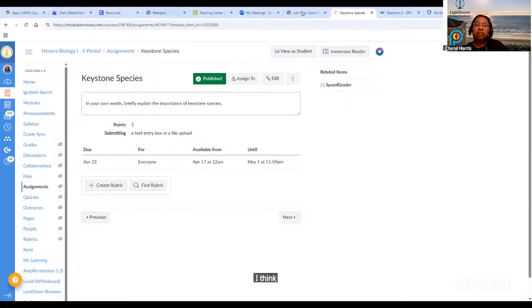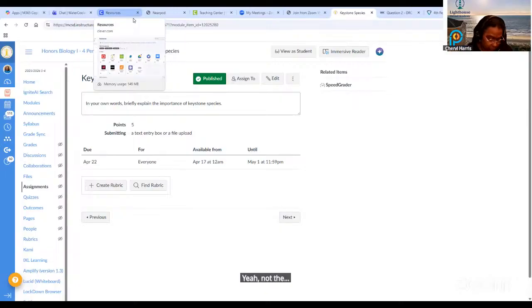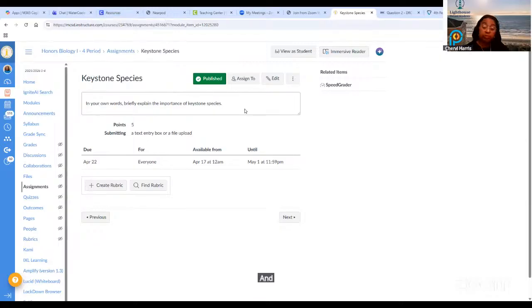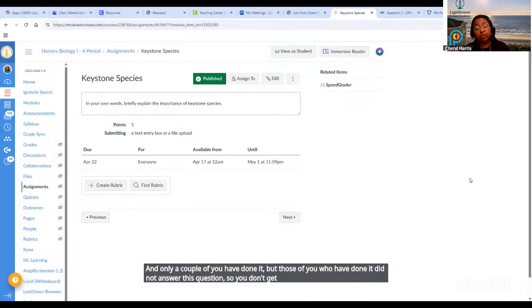I think, is that the Nearpod? I mean, I think it might be the biodiversity one. Yeah, biodiversity. So this was the last question on biodiversity. Only a couple of you have done it, but those of you who have done it did not answer this question. So you don't get 100 on that one, but we're still going to answer. Everybody needs to answer this question here.